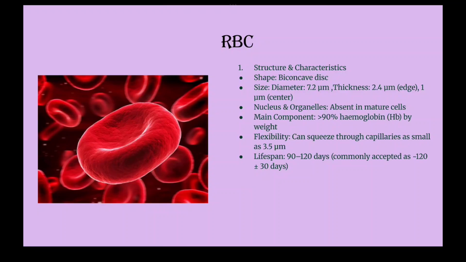The nucleus and organelles are absent in mature cells. So in the mature cell, nucleus and organelles are absent because they make space for oxygen to be carried inside the RBC. The main component of the RBC is hemoglobin, more than 90% by weight. For flexibility, it can squeeze through thin capillaries as small as 3.5 micrometers. The lifespan, the number of days it can stay alive, is 90 to 120 days, and it is commonly accepted as approximately 120 plus or minus 30 days.